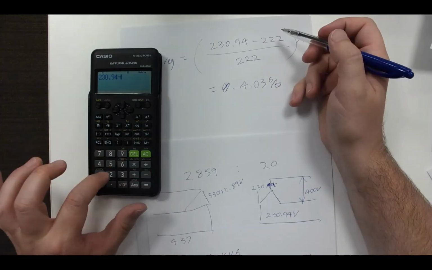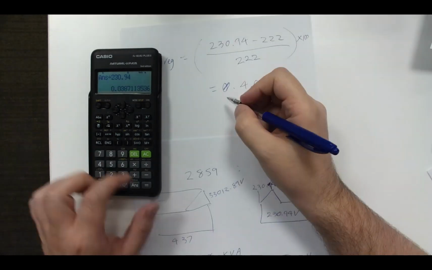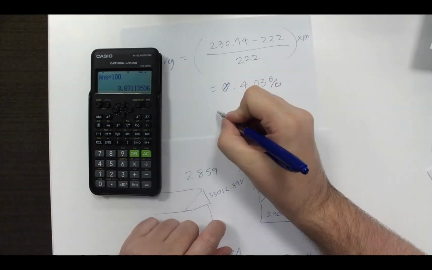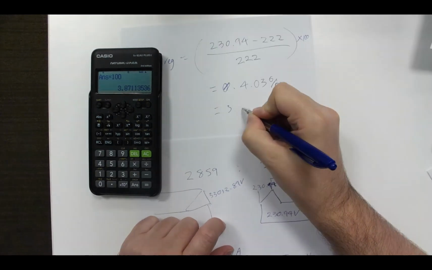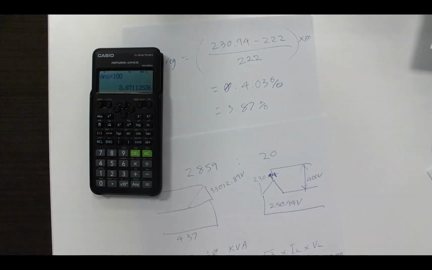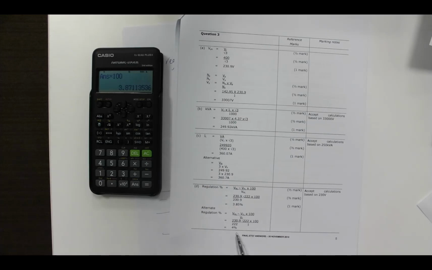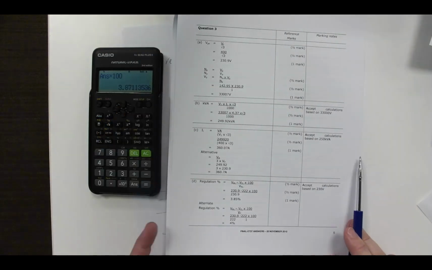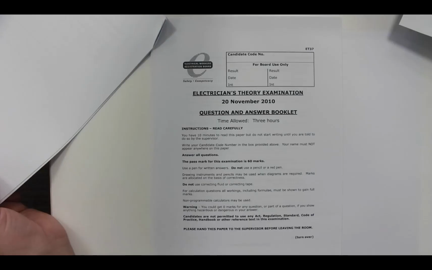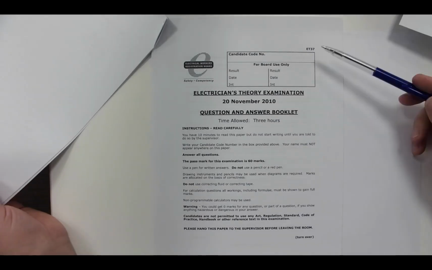However, if you also do it 230.94 minus 222, and then divide that by 230.94, times by 100, you would get 3.871, so 3.87. If you look at the answer sheets again, you can see they were letting you do 3.85 or 4%, because there's regulation and alternative regulation, whichever formula you're actually after in this particular situation.